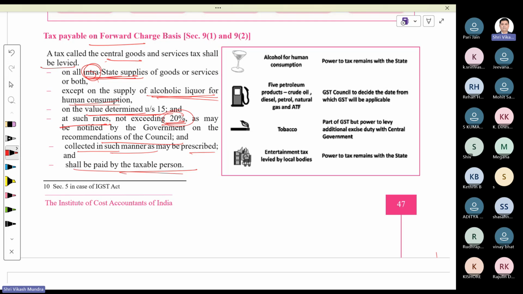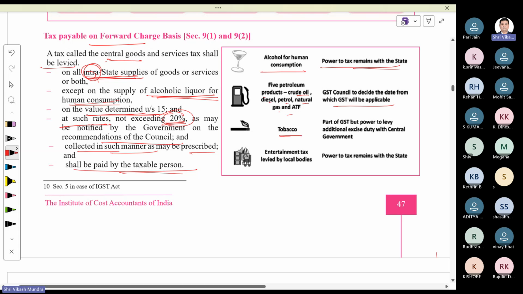There is one chart here. Alcoholic liquor for human consumption: power to tax remains with the state, we already discussed. Petroleum products: crude oil, diesel, petrol, natural gas, and aviation turbine fuel. The GST Council will decide the date from which GST will be applicable. Yet it is not decided. At present, the existing system is applicable. That means central excise duty is levied by the central government and sales tax is levied by the state government.